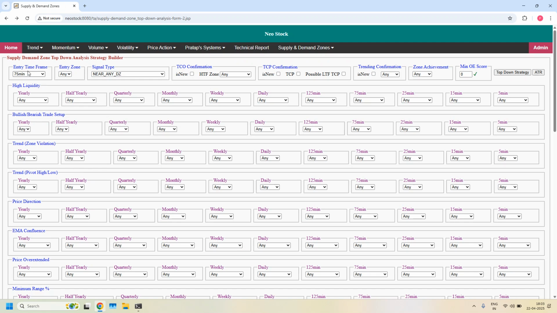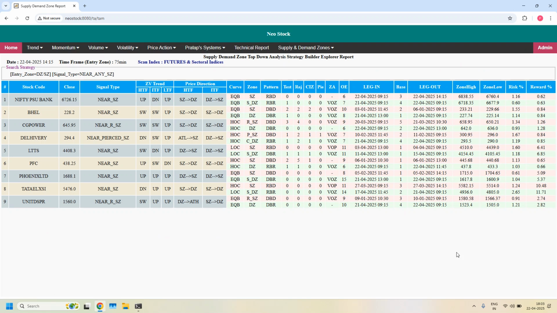Okay, next for 75 minutes time frame, let us find the stocks near to the 75 minutes supply zone. So we got 9 stocks. Let us identify high liquidity supply zones from this list. CG Power is having a high liquidity supply zone.